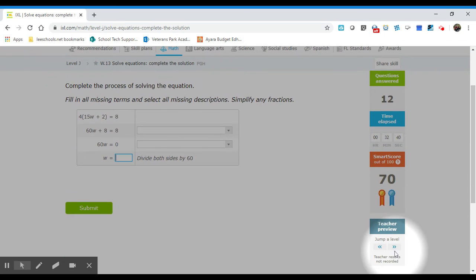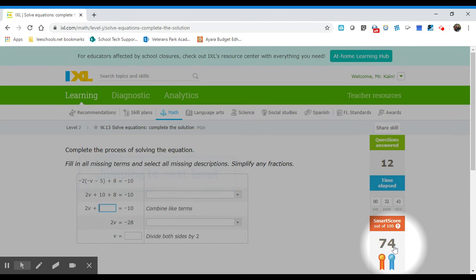Okay, let's go to the next level, see if these are any different. It looks like as you get closer and closer to the 80% mark, they just add more blanks. So let's look at the equation, shall we? We have negative 2, parentheses, negative v minus 5 plus 8 equals negative 10. Now let's look on this line, and what you notice is the negative 10 and the negative 10 are the same, which means they only did something to the left side of the equation.